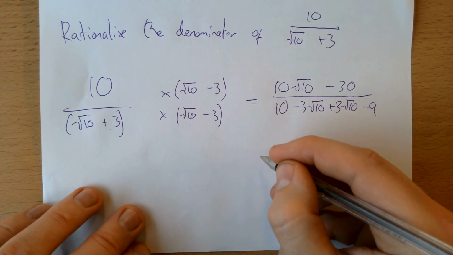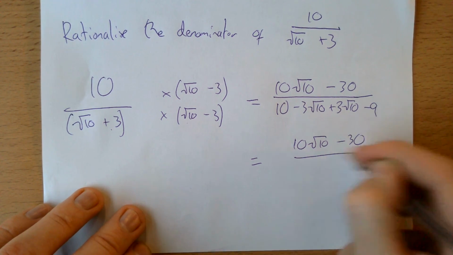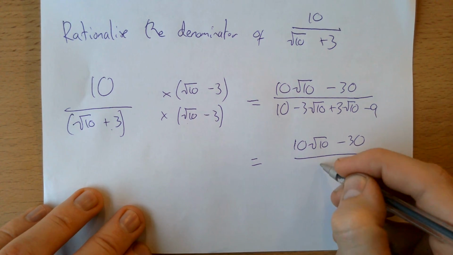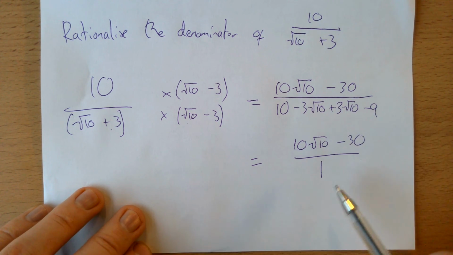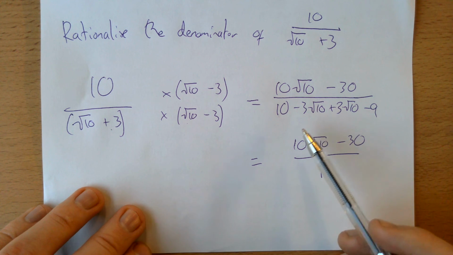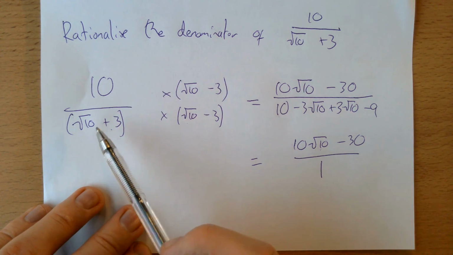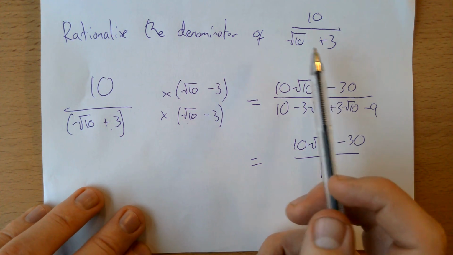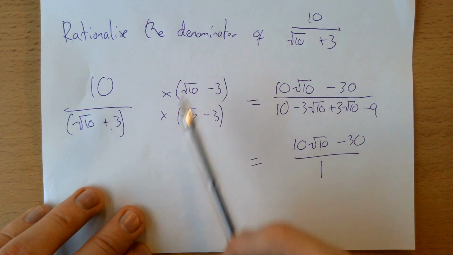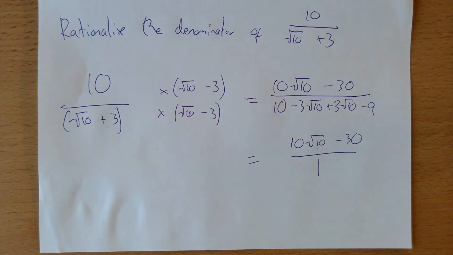And if I simplify that, my top stays as 10 root 10 minus 30. On the bottom, 10 minus 9 is 1, and minus 3 root 10 plus 3 root 10 is nothing. So it's just 10 root 10 minus 30 over 1, or just 10 root 10 minus 30. So you do the difference of two squares. Whatever this is, if it's got a plus, you do the same but with a minus, or if it's got a minus, you do the same with a plus. Times the top and the bottom, and it should make the surd disappear. Really good work with that, guys.